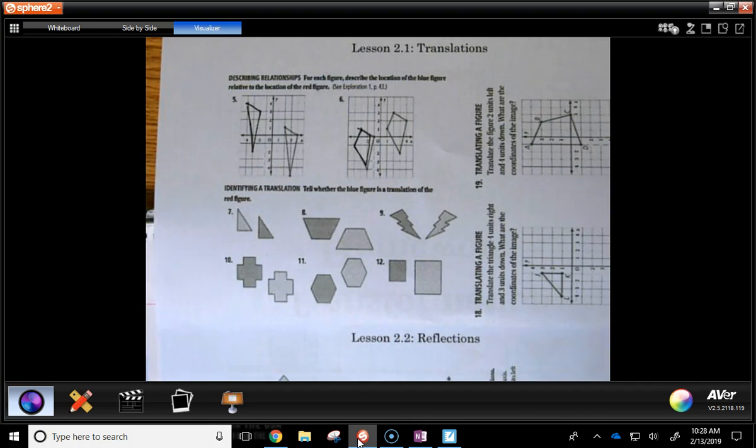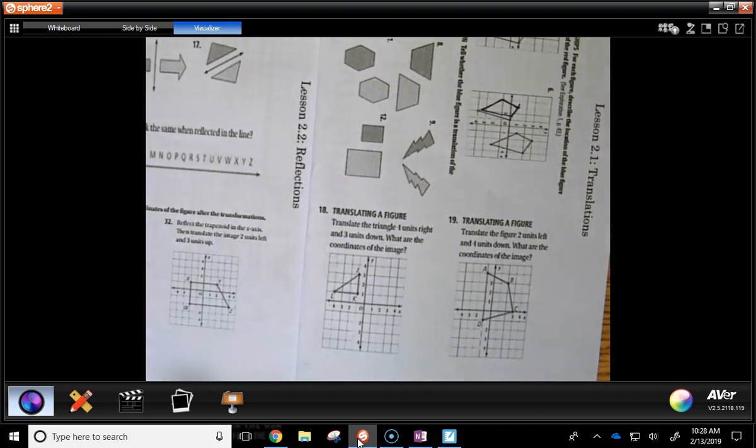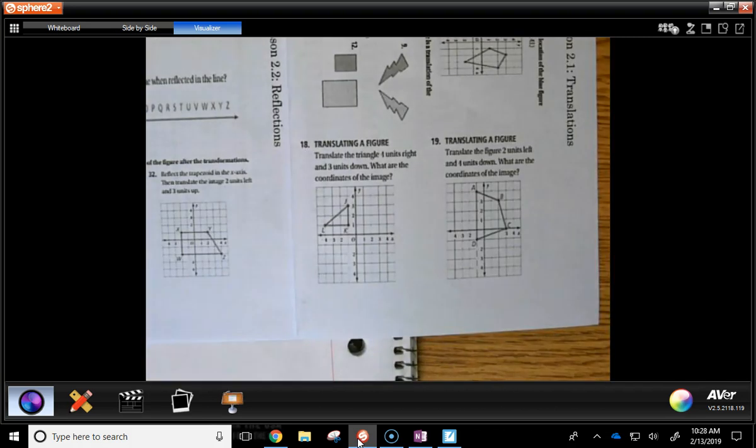On number 7, 8, 9, 10, 11, 12, all you have to do is say yes or no. Are they a translation? If you want to put Y, N, I'm totally okay with that. Not a problem. And then your last two questions, you need to translate each shape. The one's a triangle, one's a trapezoid, and it tells you how much. I need you to redraw the new shape. You can use either method for today's homework, though. Method 1 or 2.